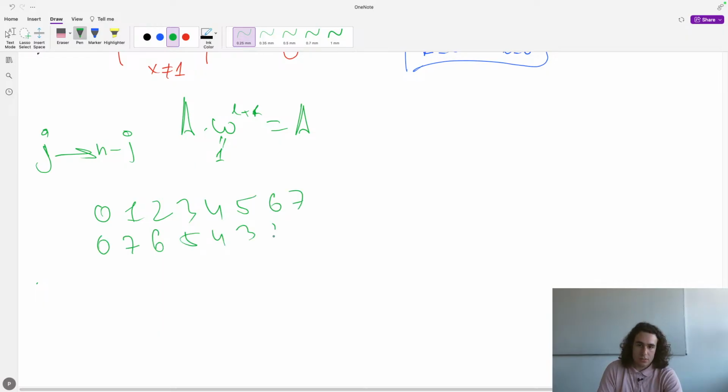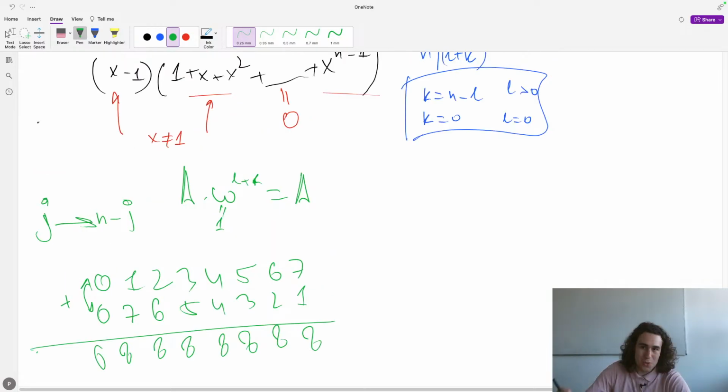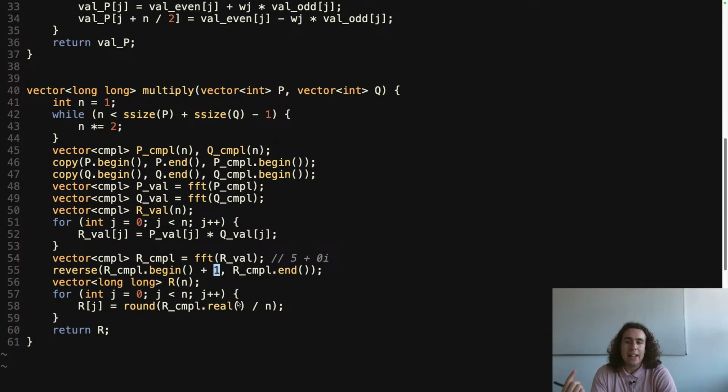So if I sum them up, they should be divisible by 8, right? So it's 0, 8, 8, 8, 8, 8, 8, 8. Just one problem: n minus 0 is n, and I don't have index n, but it wraps around, so it's still 0. So to do that, I need to reverse everything except for the 0th element. And then I just divide all my elements by n. Technically, I would need to divide all these complex numbers by n, but because I only care about the real part, I divide it by n.